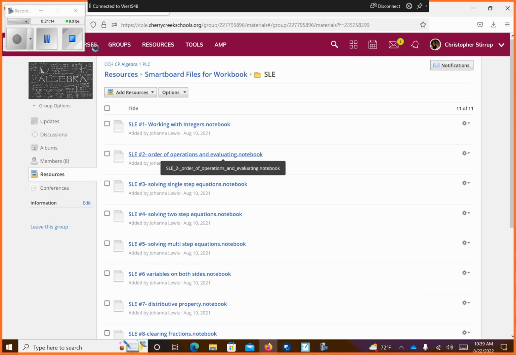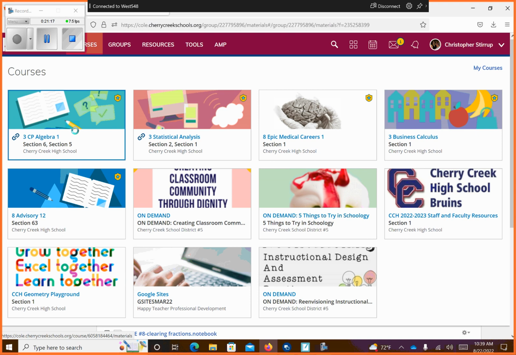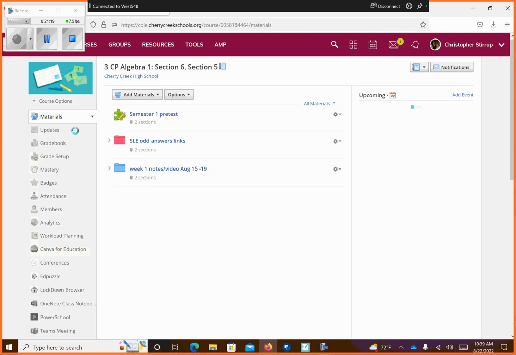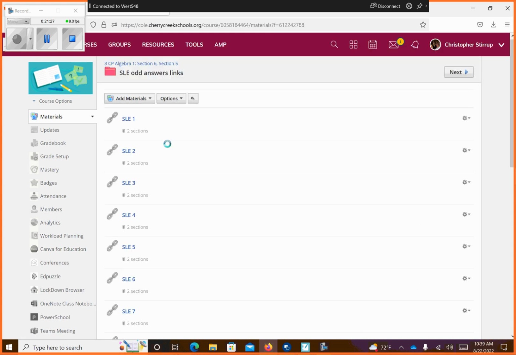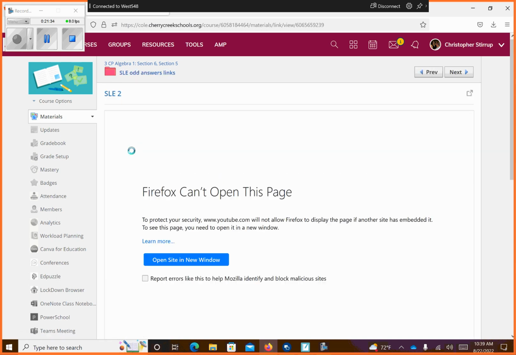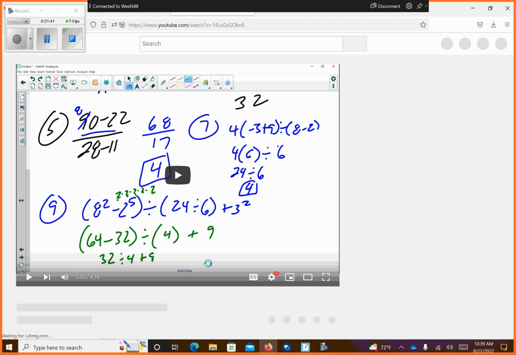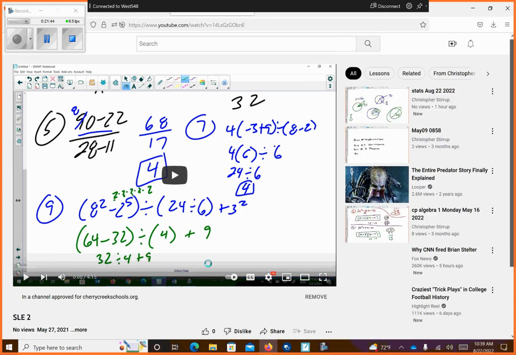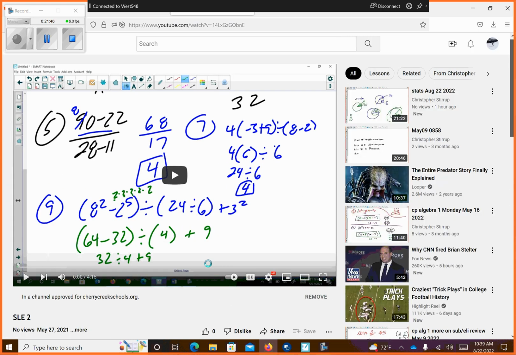So on Schoology courses, follow this along. Go to the courses. Notice it says SLE, odd answer links. And you go into SLE number 2. I think it will reroute you to a YouTube. If I click this, it's going to say I can't open this. Open this in a new window. Yours might give you some other indication, but it'll open it. So in 4 minutes and 16 seconds, it'll lead you through the odd answers if you need help on those. Okay?